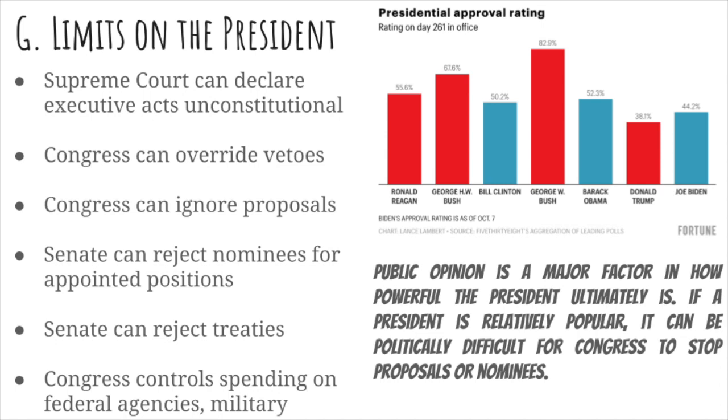Congress can override vetoes, presidential vetoes, but that is relatively rare. It requires two-thirds of the vote in both houses of Congress to override a veto. Doesn't usually happen. Congress can ignore budget proposals. However, if there are popular initiatives within those budget proposals, it's often hard for Congress to completely ignore those. The Senate can reject nominees for appointed positions.